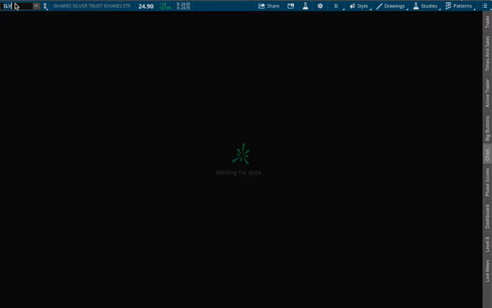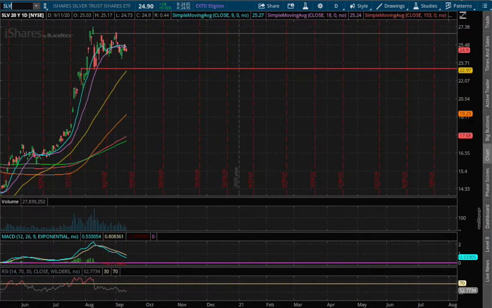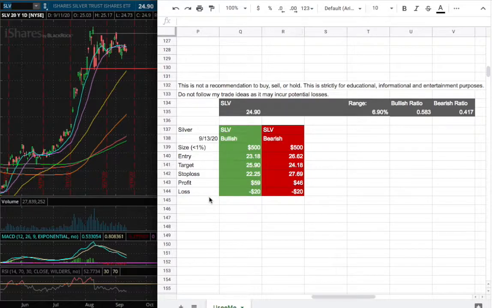For the trade idea of the week, I'll be trading SLV. My position size will be less than 1% of my portfolio. My entry will be $23.18, which is this range right there, and that also coincides with the 50-day moving average, this yellow line. My sell target for my long will be $25.90, and my stop loss will be $22.25.